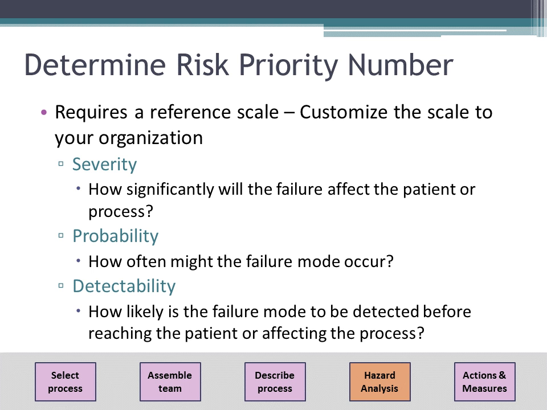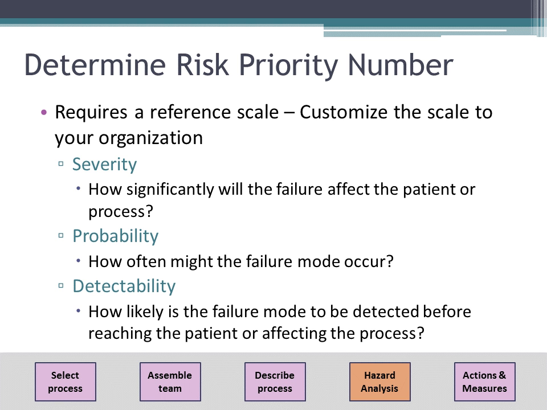We're going to assign scores for each failure mode in terms of 3 factors. Severity. How significantly will the failure affect the patient or process? Probability. How often might the failure mode occur? And then detectability. How likely is the failure mode to be detected before reaching the patient or before affecting the process? On the next few slides, I'll show you the reference scale that we'll use in our example today.